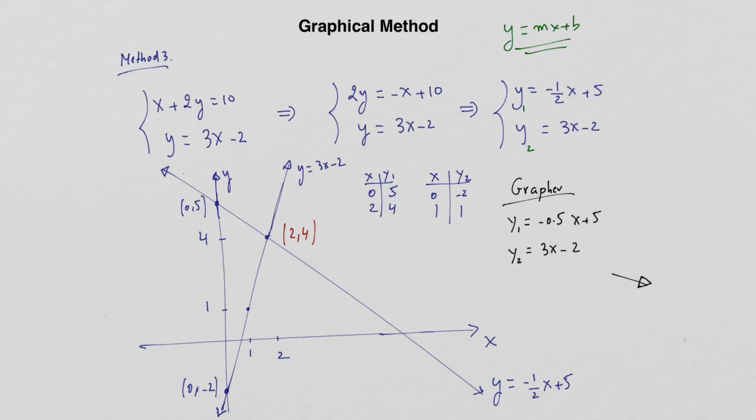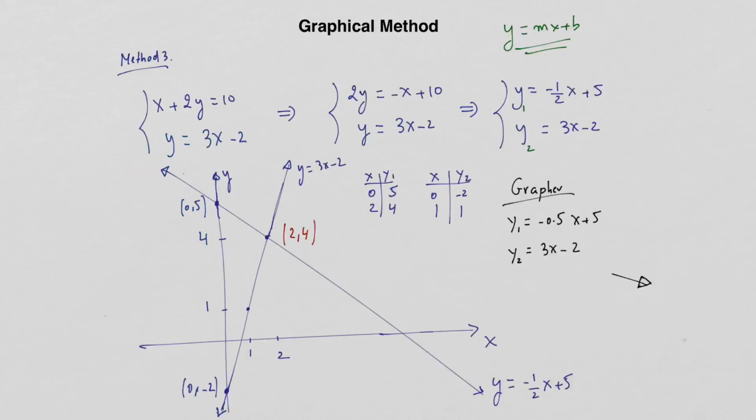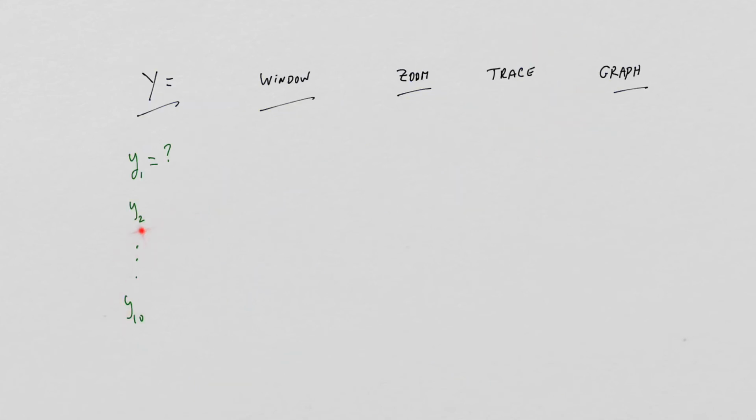And after this, you literally graph them. And I'm going to show you how to graph them. You turn on your calculator, you go to y equals, you put the first equation, this one, and then you put the second equation here. Okay, you don't need the other ones, just these two. And then you can immediately go to graph, and you might see the graph. If you don't see the graph, that means your window is not good, and I'll explain.